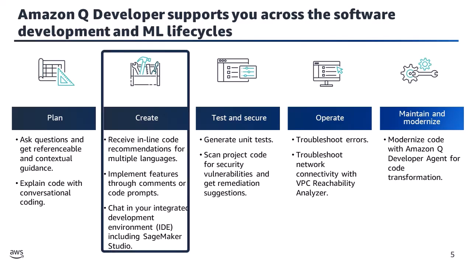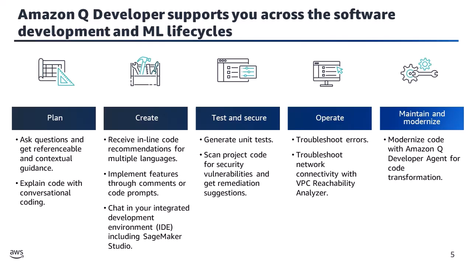Create. Amazon Q helps improve development productivity through inline code recommendations directly in your IDE or command line interface, using natural language to generate new features. You can ask Amazon Q questions without leaving the IDE. The inline code recommendations are available for multiple coding languages. For more information, see supported languages for Amazon Q Developer in the IDE and the Amazon Q Developer User Guide.